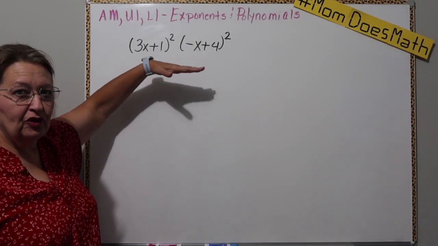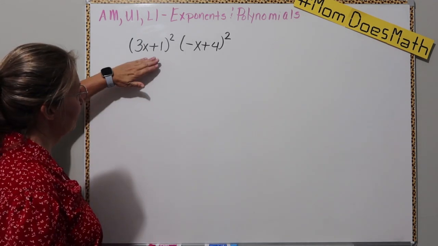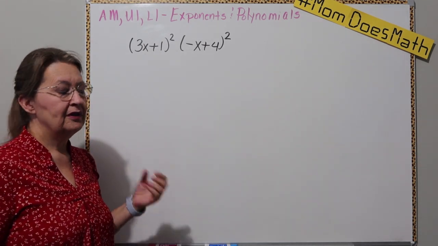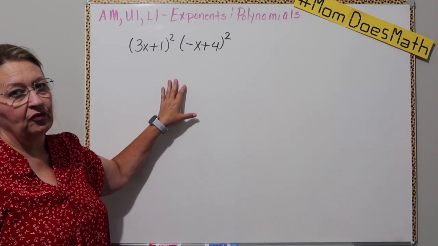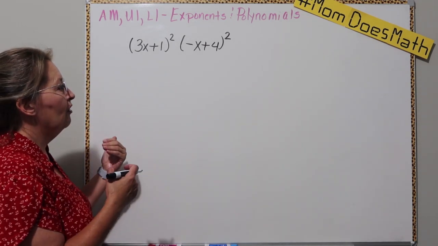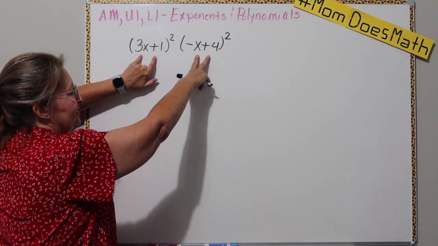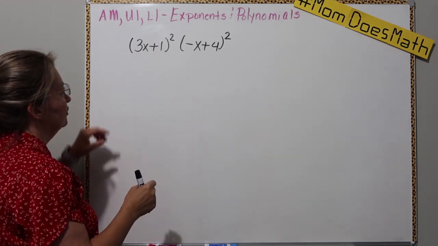Okay, this is a pretty simple looking problem on the outset, but it's going to get a little messy because we have two binomials that are squared multiplied times each other. So, PEMDAS, we always use PEMDAS when we're simplifying. Whether you think you are or not, that's what you're doing. So we can't do what's in the parentheses. The only way to get rid of the parentheses is to distribute that 2.